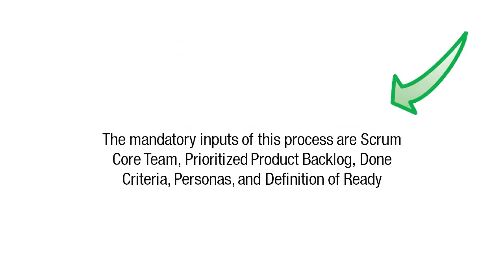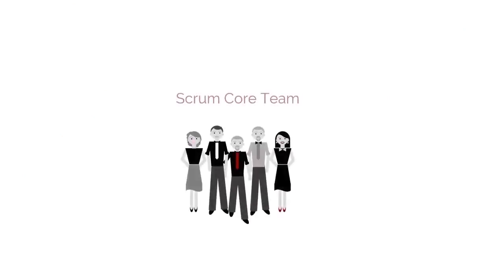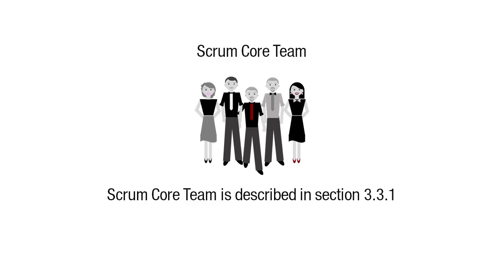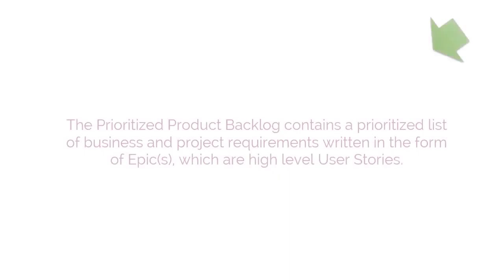The mandatory inputs of this process are Scrum Core Team, Prioritize Product Backlog, Done Criteria, Personas, and Definition of Ready. Scrum Core Team. The Scrum Core Team is described in section 3.3.1 of the SBOK Guide. Prioritize Product Backlog. The Prioritize Product Backlog contains a prioritized list of business and project requirements written in the form of epics, which are high-level user stories.